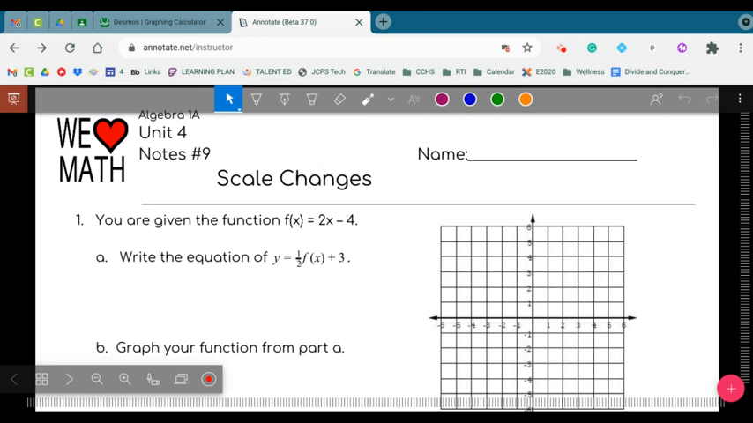Okay, this is going to be our Unit 4 notes number 9, which is scale changes. So this will be our last set of notes before we take the first part of our Unit 4 test. It says you are given the function f of x equals 2x minus 4. Write the equation of y equals 1/2 f of x plus 3.